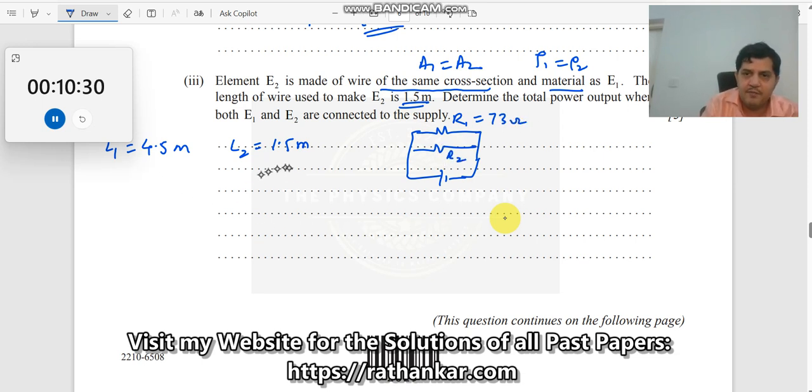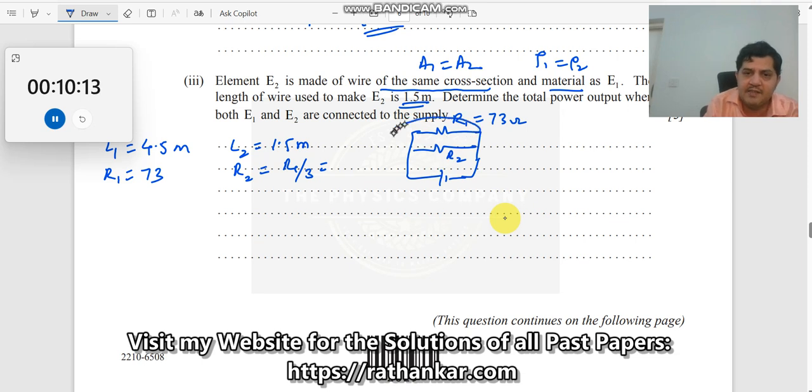Now, don't waste your time calculating everything. If L1 was equal to 4.5 meters, R1 was 73. If L2 is equal to 1.5 meters, it means 1/3 of it, which means your R2 should be equal to R1 by 3, right? So let us keep it just like this and find out.